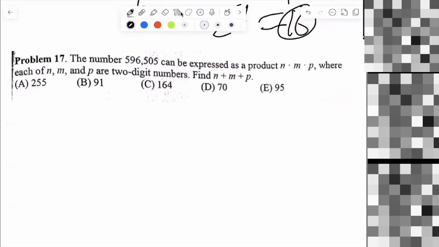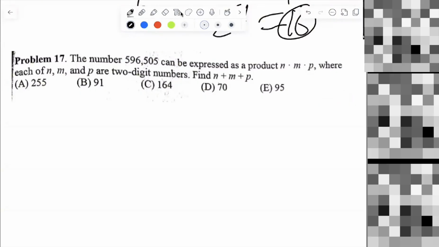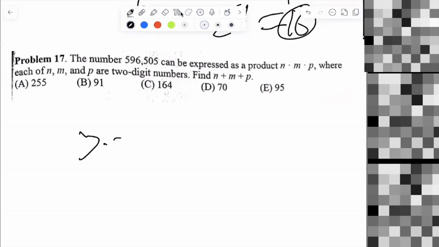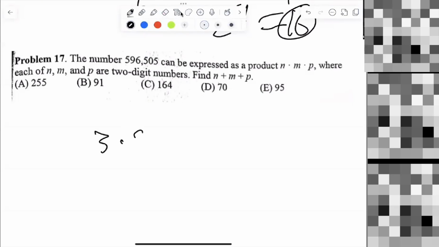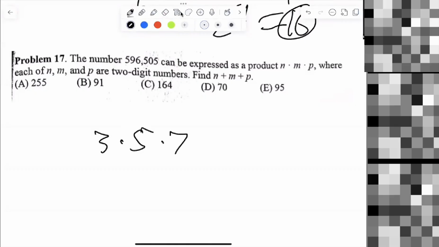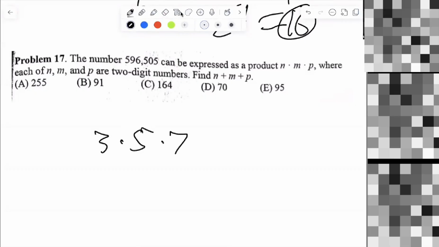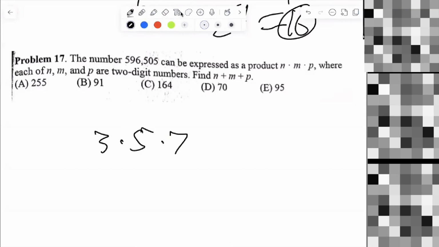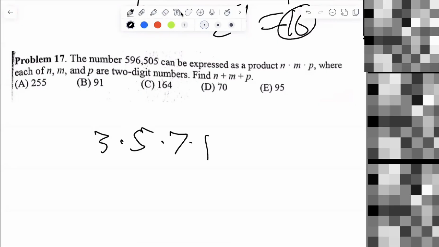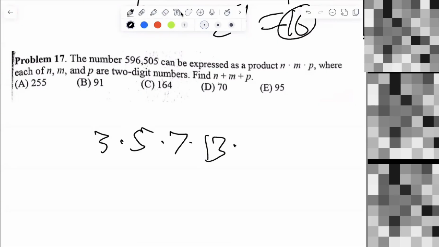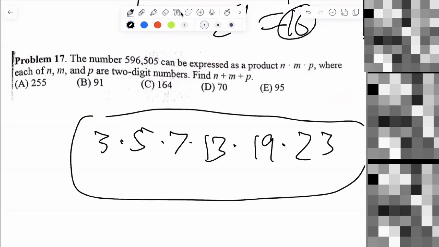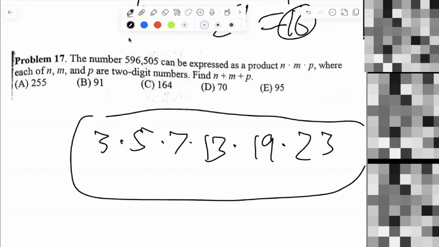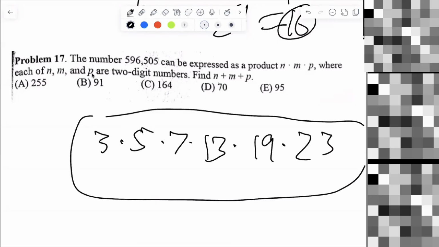Alright, so notice that this is odd, so 2 definitely doesn't work. We can check it out and then get 3 times 5 times 7. All of 3, 5, and 7 divide into 596,505. Continuing down the line, we can get 13 also as a factor, and 19 as a factor, and 23. Now the second part is the next hardest part. So this factoring was the first hardest part.